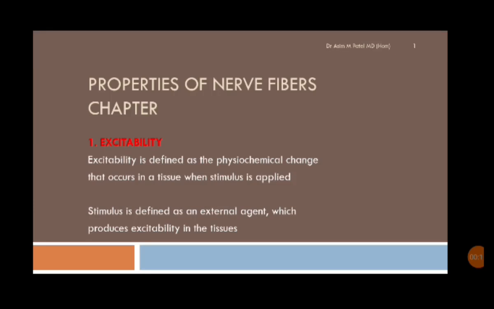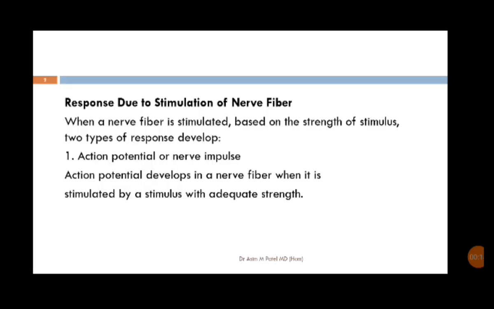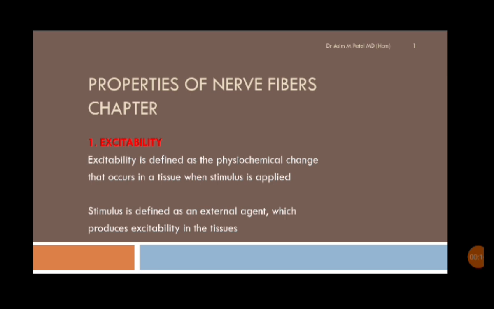We will discuss the properties of nerve fiber. The first property of nerve fiber is excitability. Excitability is defined as the physiochemical change that occurs in a tissue when a stimulus is applied. And stimulus is defined as an external agent which produces excitability in the tissues.